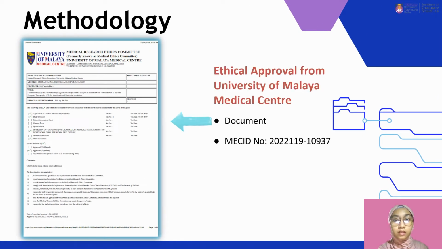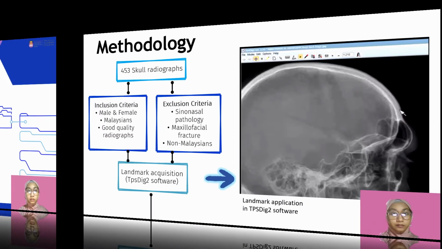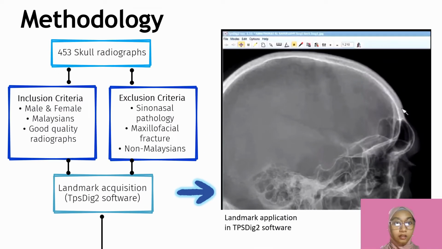This is the ethical approval from UMMC as we collected the radiograph from the hospital. In this study, we collected around 453 lateral skull radiographs that meet our inclusion and exclusion criteria. We include cases of male and female of only Malaysian population, and it must be a good quality radiograph. We exclude any cases of sinus pathology, maxillofacial fracture, as well as non-Malaysian cases.